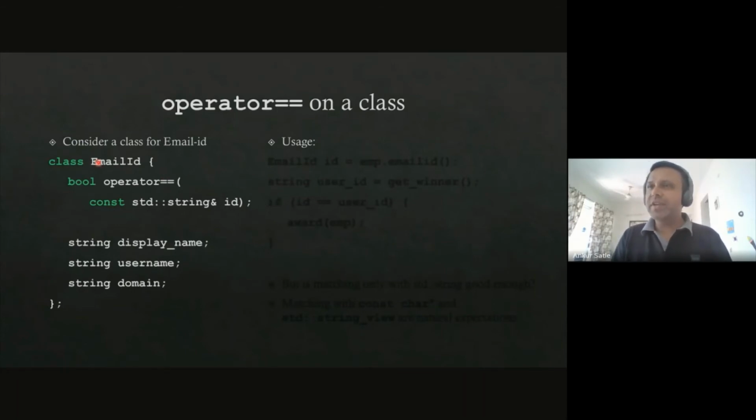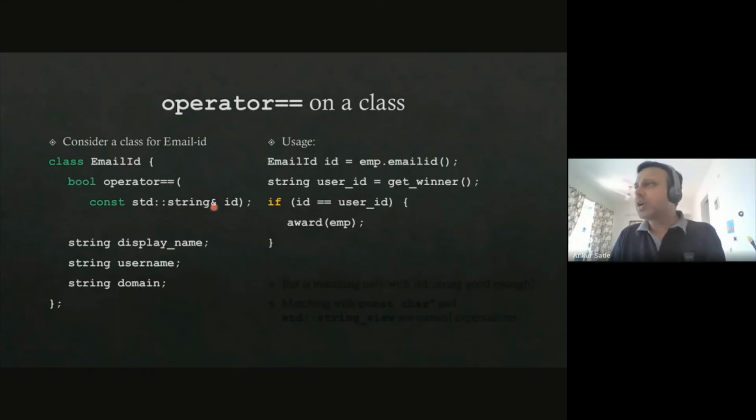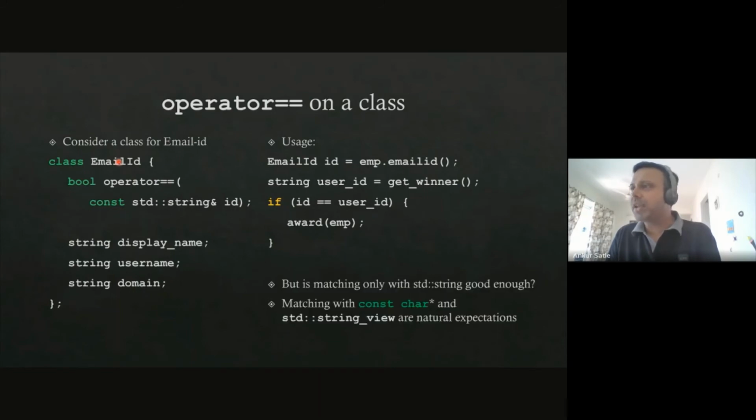Okay, so here we have a very basic class of email ID with an operator equal to, which matches with a string. How do you use it? You have an email ID. Let's say there's a lucky draw, or there's a good performer, and you get the winner in the team. You get his user ID, you match the user ID. If it is this one, then you award this employee. You got the employee's email ID, and then you're able to match it with this string, because this operator is implemented by this data type email ID. But matching is only with std string.